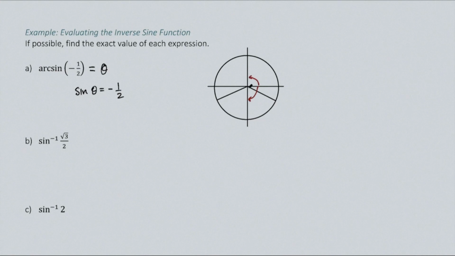So we have this angle here then. It's just going to be that angle right there that we're looking at, which is -π/6. So that's the arcsine of -1/2.